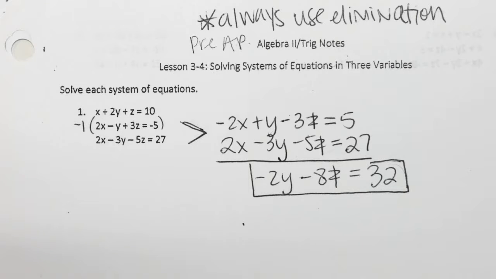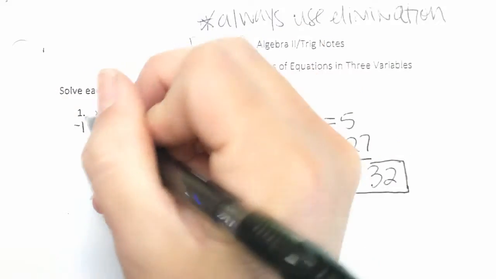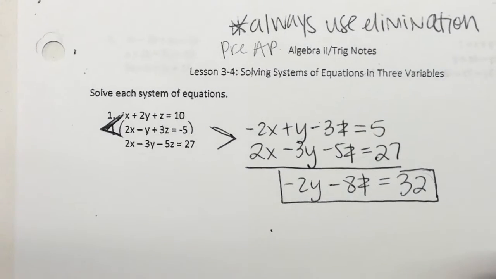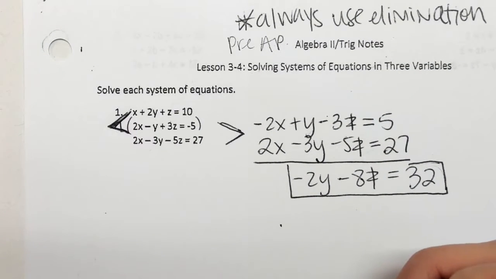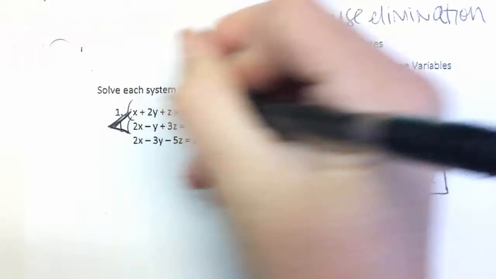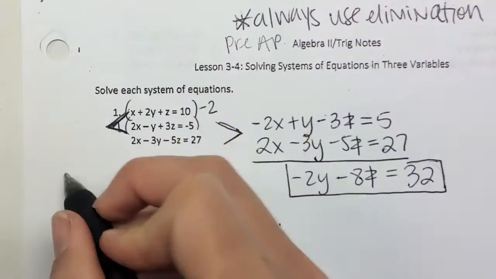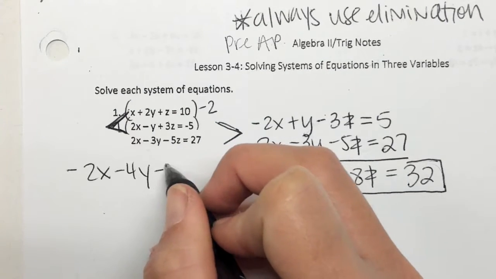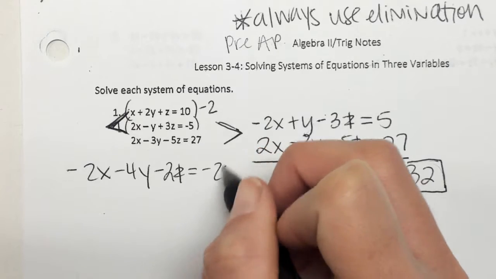Alright, so pick which two you want to use besides the second and third one. And it really doesn't matter. First and second. Okay, so we're going to use these two this time. So to cancel out the x's, I need to do what? Multiply which one? Yes, by negative 2, so that'll give me what, Sid? Negative 2x minus 4y minus 2z equals negative 12. Very good.